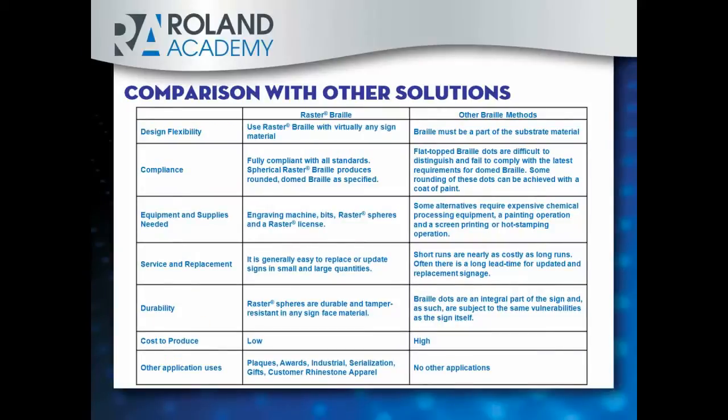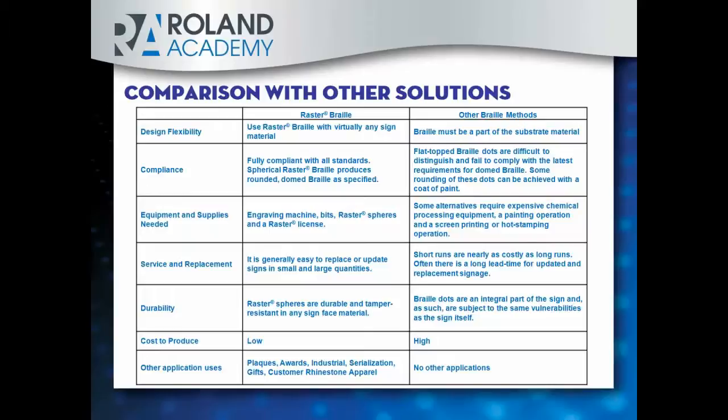My last slide here, and then we're going to have a couple more questions for you guys, is just kind of the comparison between the raster braille method, which is what we offer, and other braille methods, which is typically the photopolymer method. Okay, for design flexibility, we can use the raster braille method with virtually any type of sign material, so plastic, wood, even acrylics, metals. With photopolymer, the braille is actually part of the substrate material or the photopolymer material that's etched.